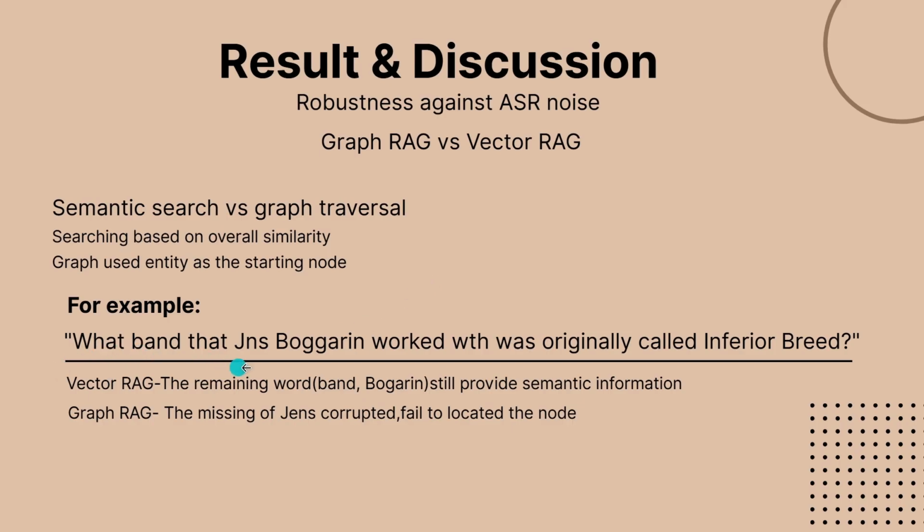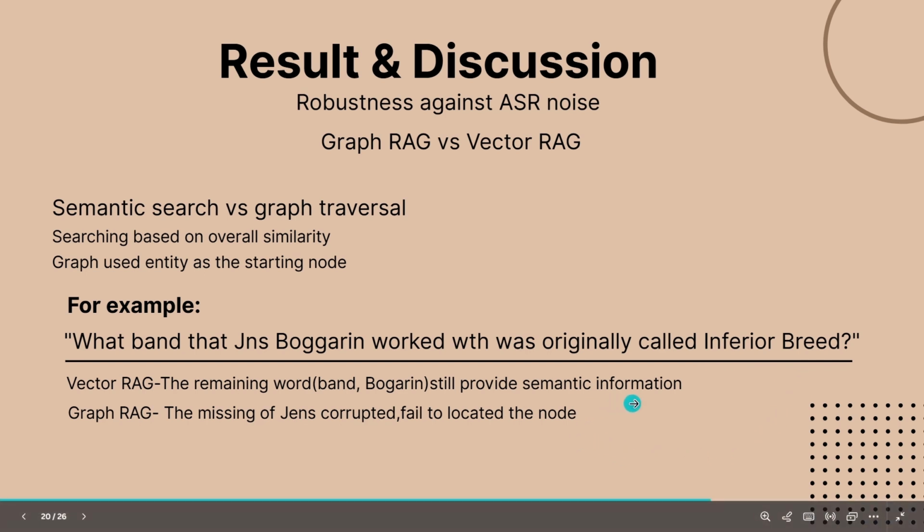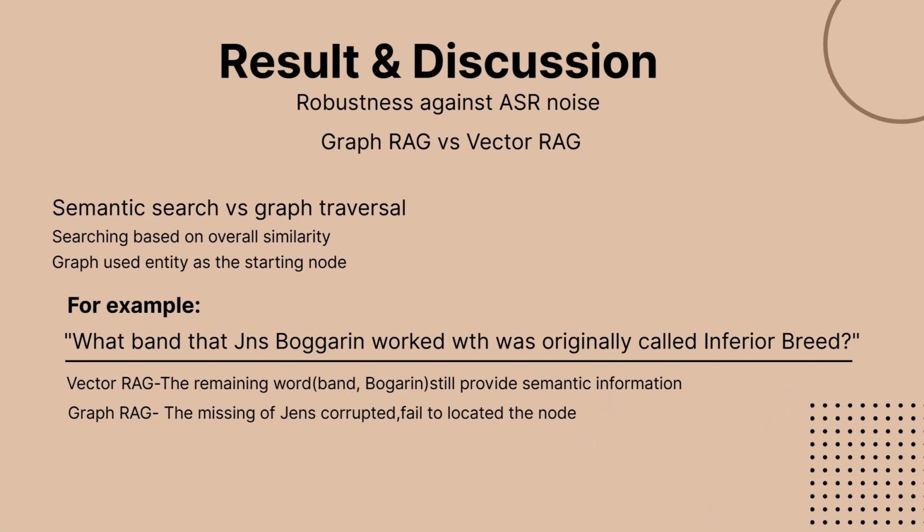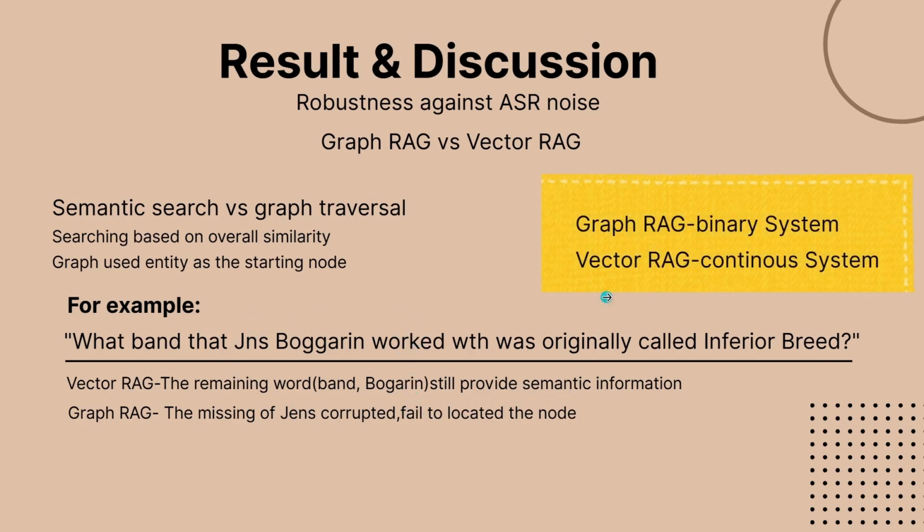For example, "what band than Jen's Bulgarian word with was originally called inferior breed." For VectorRAG, the remaining words still provide semantic information that helps to find the relevant context, while for GraphRAG, because it is missing the whole entities, it cannot even find the nodes to perform graph traversal. So you can conclude that GraphRAG is a binary system only, and VectorRAG is a continuous system. GraphRAG needs the exact entity to find the relationships.